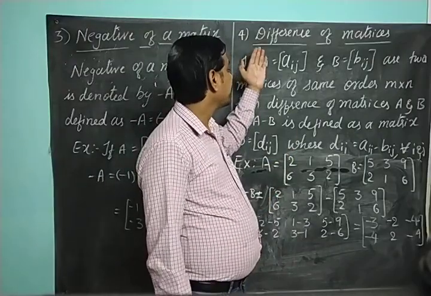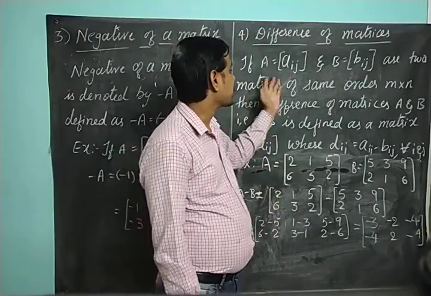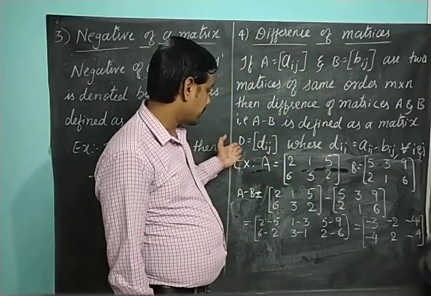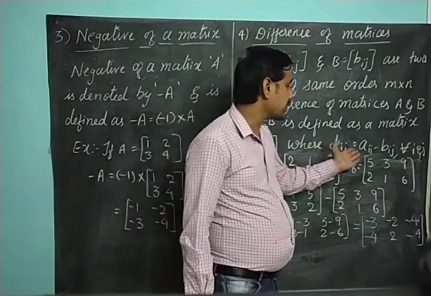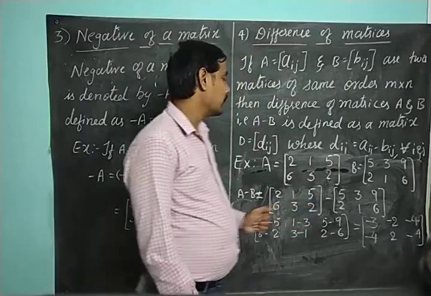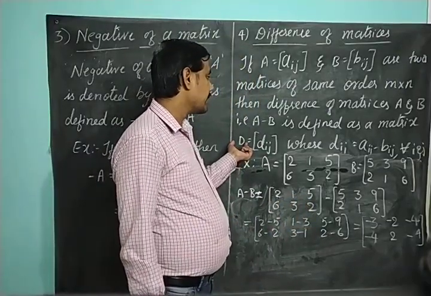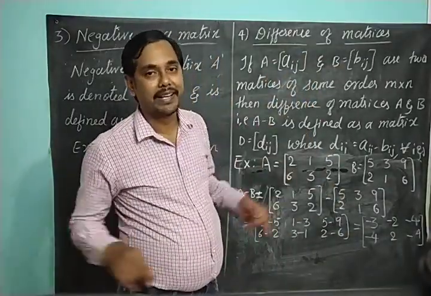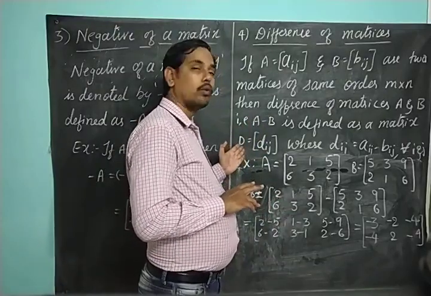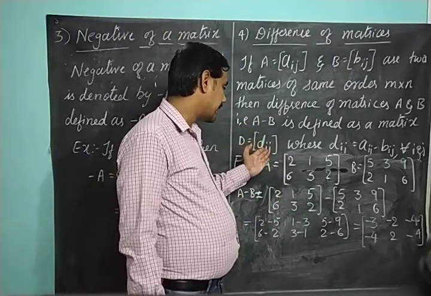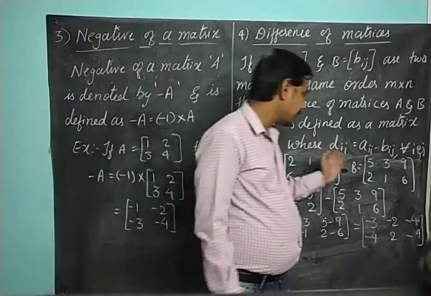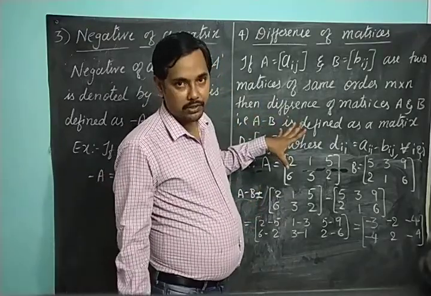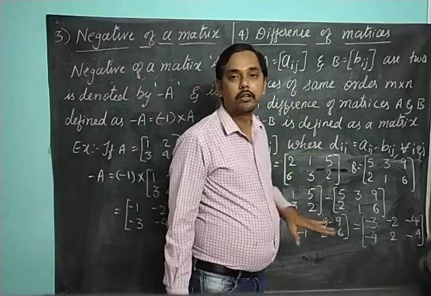Then the difference of the matrices A and B is defined as A minus B, that is defined as D is equal to Dij, where Dij is Aij minus Bij. So D is the difference A minus B. If you subtract B from A, you will get some matrix that is taken to be equal to D, and Dij you can get as Aij minus Bij. This is about the definition, but if I want to tell you, it is opposite to that of the addition of matrices.